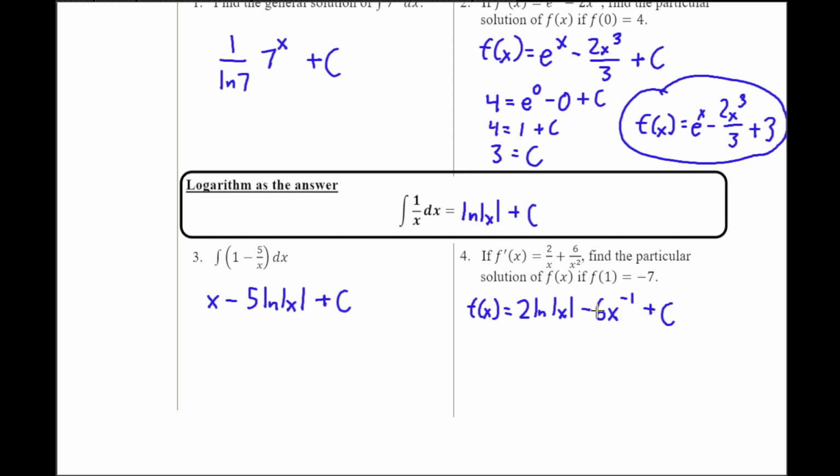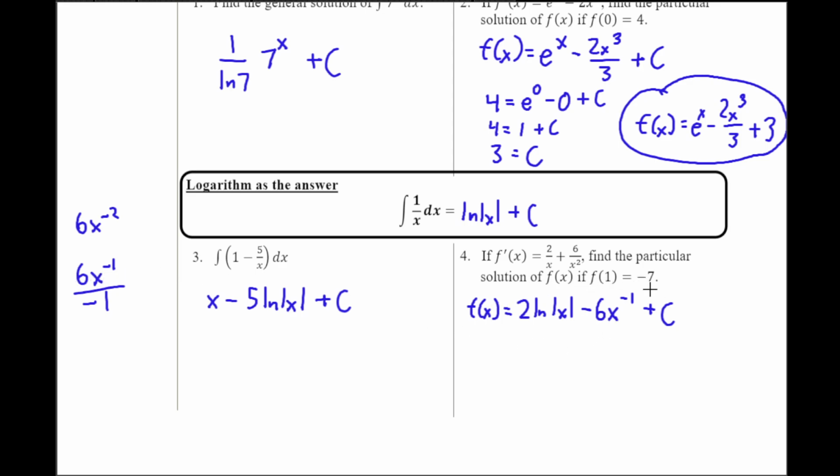If you're confused about the minus 6x to the negative 1, if we rewrote it as 6x to the negative 2, now we do the reverse power rule. Negative 2 plus 1 is negative 1, over negative 1. So that's a minus 6x to the negative 1.